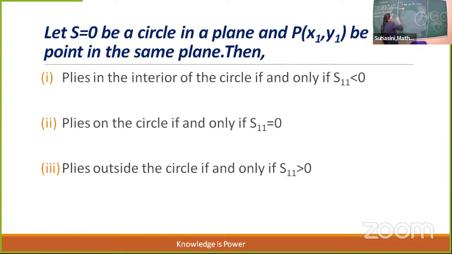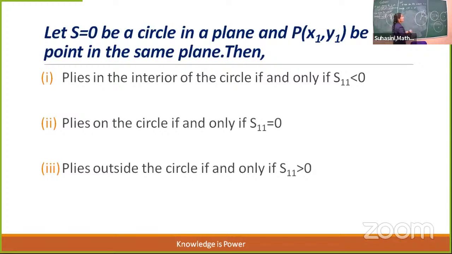P lies on the circle if and only if S is equal to 0, where S is already given in the first case, if and only if CP is equal to R. In the first condition it is CP less than R. In the second condition it is CP equal to R.